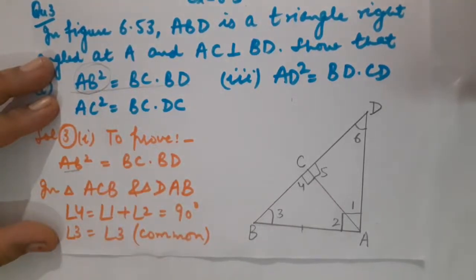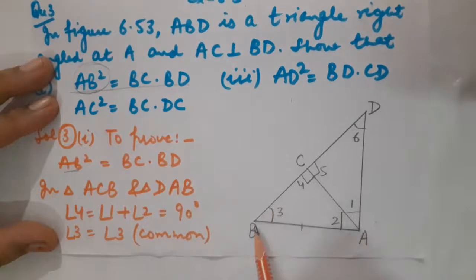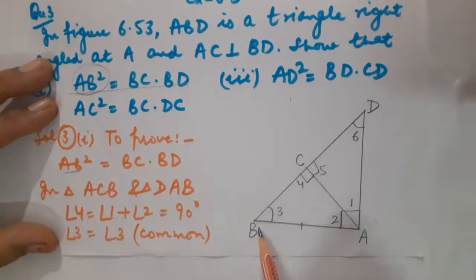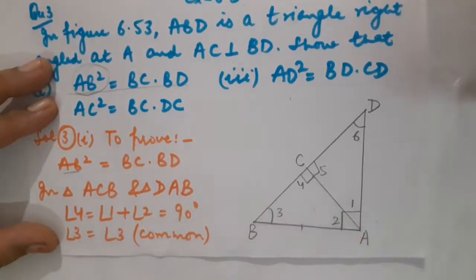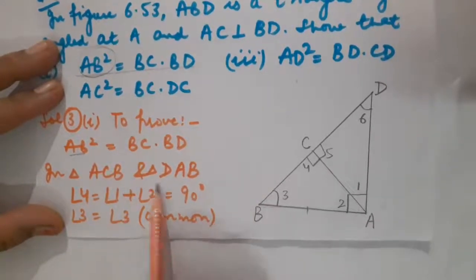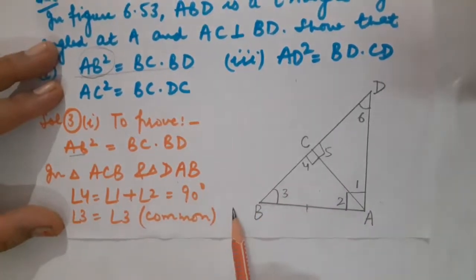I can get it only while proving these two triangles, that is triangle ACB and triangle DAB, similar to each other, so that later I can take the relation between the corresponding sides. Okay, so I have taken the triangle ACB, look, and triangle DAB. The same concept I have made you understand in theorem 6.7 also. So this is the time to recall that concept and solve this problem.